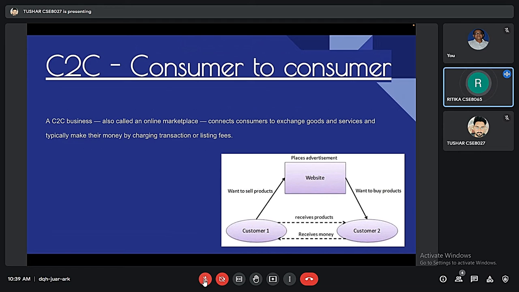So now I'll be discussing C2C, that is the consumer to consumer model. A C2C business is also known as an online marketplace. It connects consumers to exchange goods or services, typically making their money by charging transaction or listing fees. A website following the C2C business model helps consumers to sell their assets like residential properties, cars, motorcycles, etc., or rent a room by publishing their information on the website. The website may or may not charge the consumer for its service.